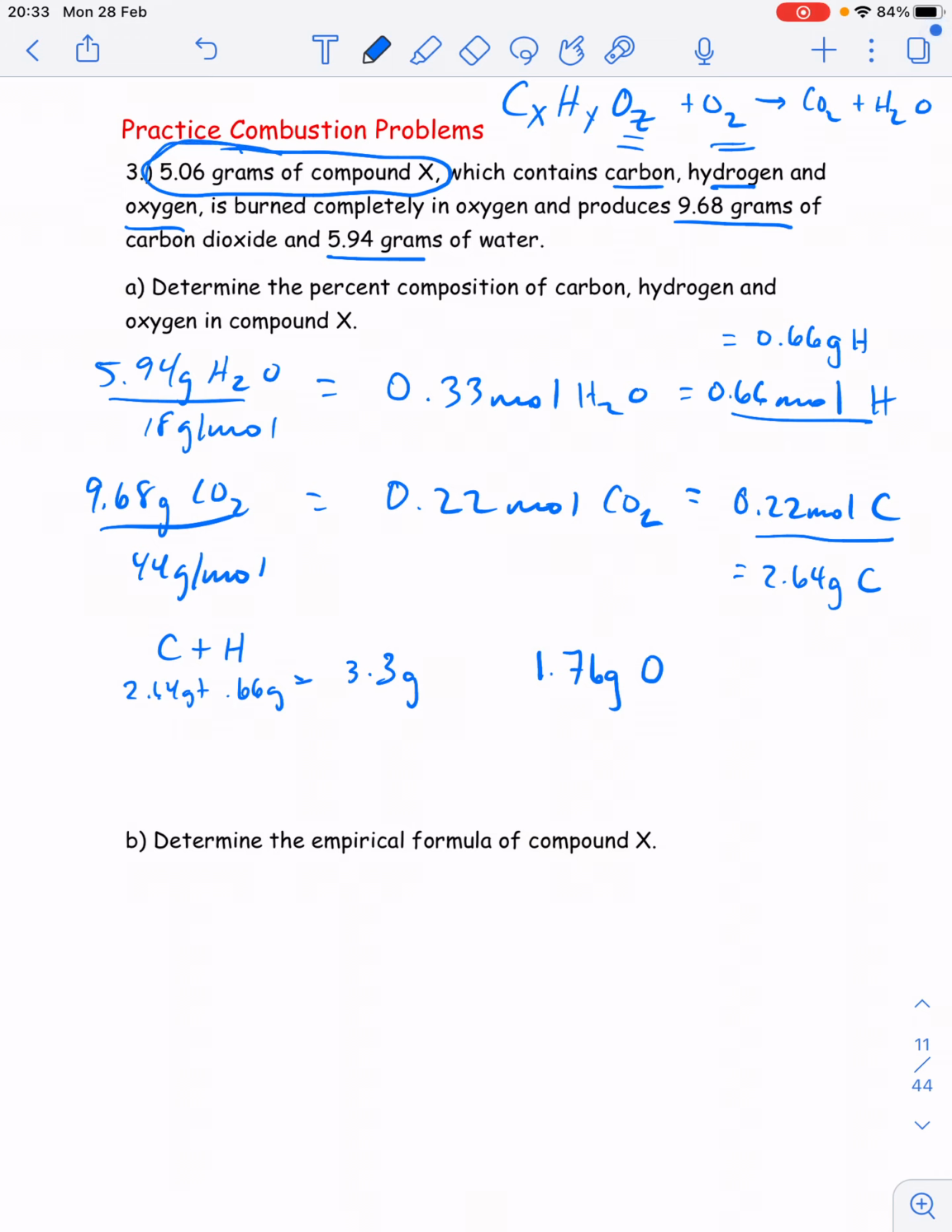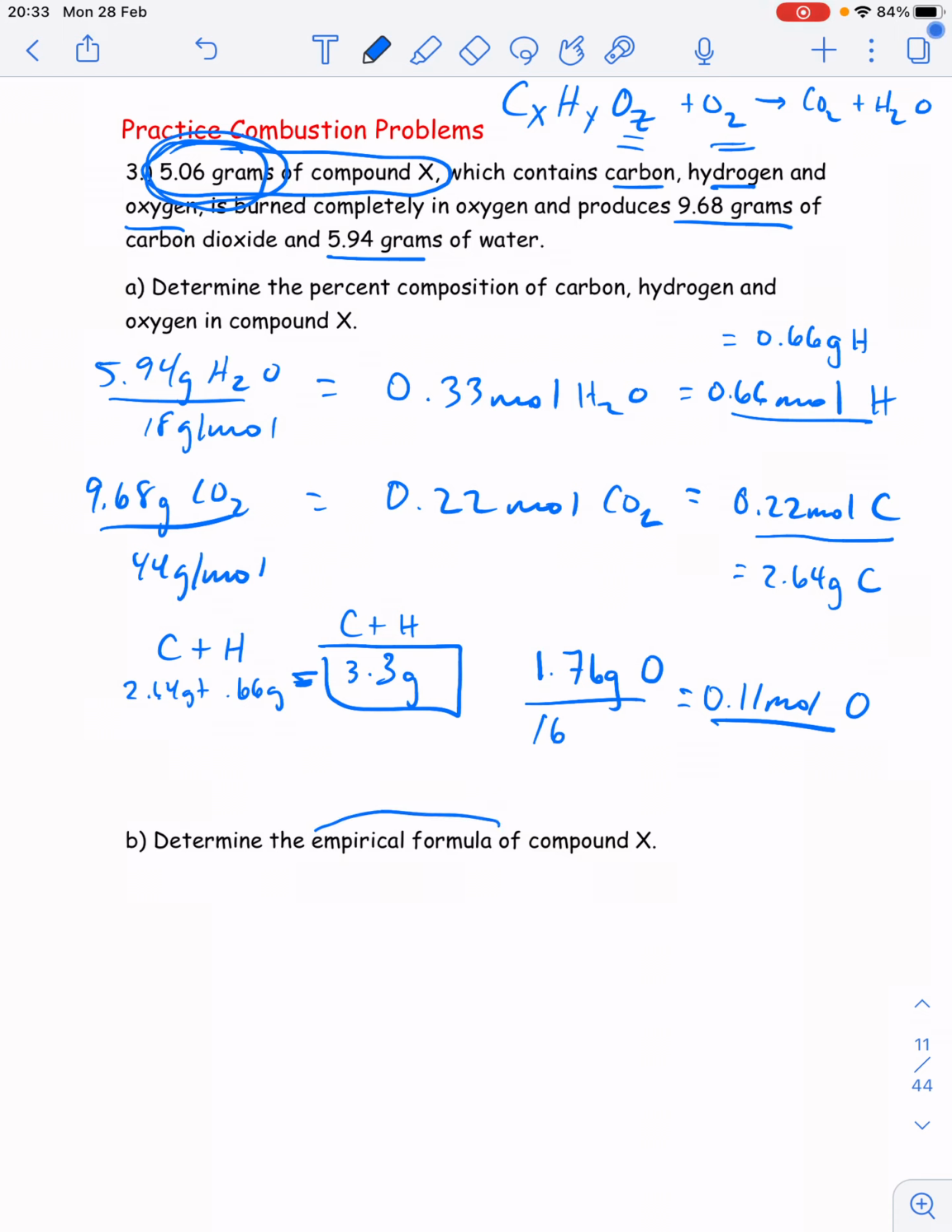So again, I was told I have this many grams of the compound, and I've determined from my previous calculations that 3.3 grams of it is the carbon and the hydrogen. So that just means that the remaining mass out of that 5.06 grams must be from oxygen. I can then turn that into moles, divided by the molar mass of oxygen. I get 0.11 moles of oxygen, and now I can get an empirical formula.